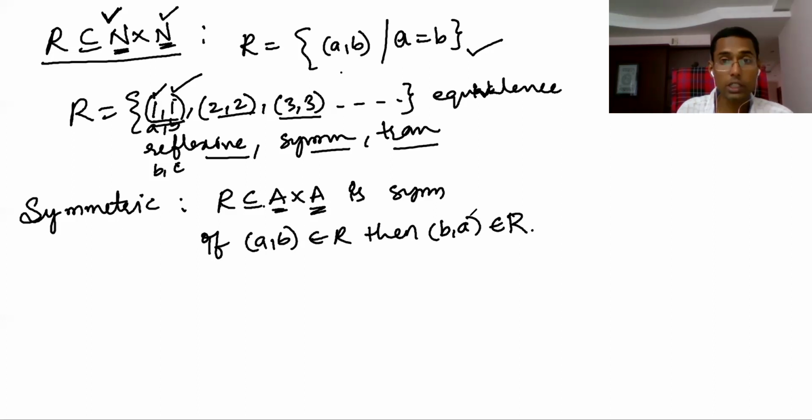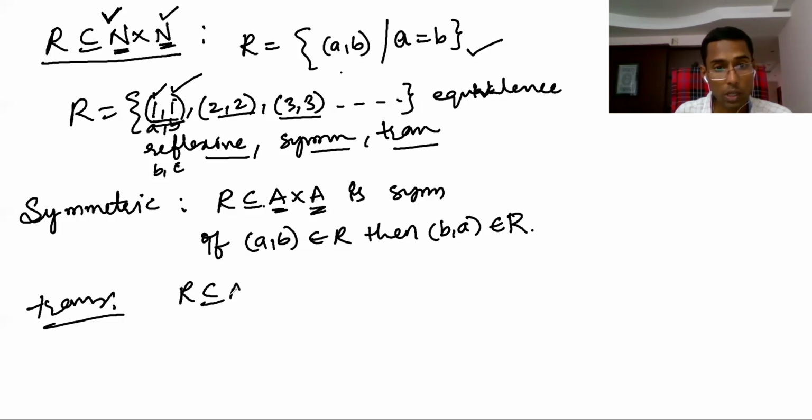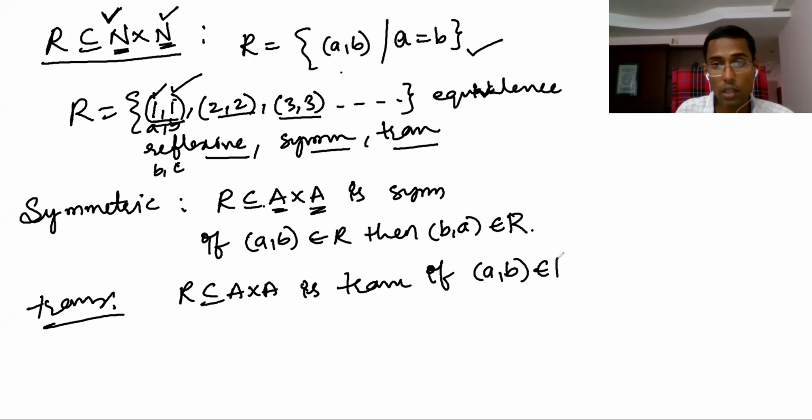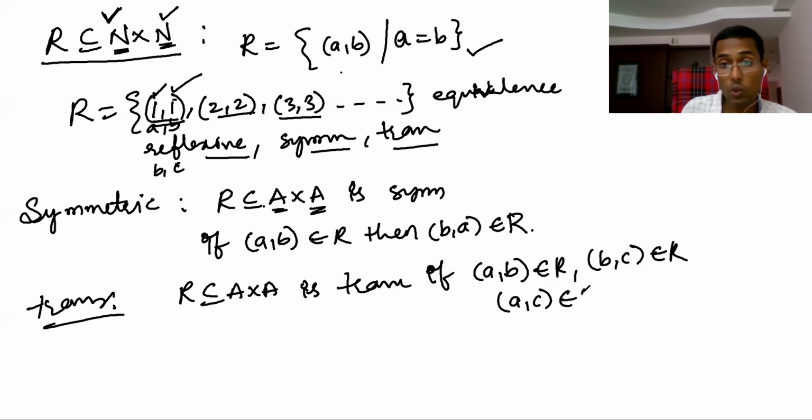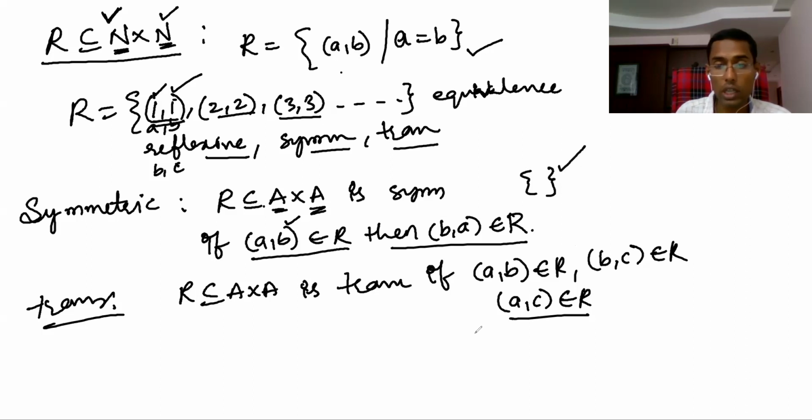Now the symmetric relation is this. Then what is transitive? R is a relation from A to A, and is transitive. What is the condition? If (A, B) belongs to R and (B, C) belongs to R, then (A, C) must belong to R. So here, I told one condition for symmetric. If (A, B) is there, then (B, A) must be there. If (A, B) is not there, then you need not worry about (B, A). That means the empty relation is always symmetric. Here the empty relation is always transitive, and also a singleton relation is always transitive.